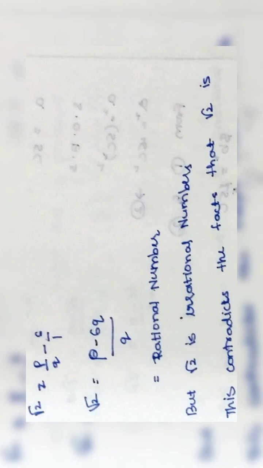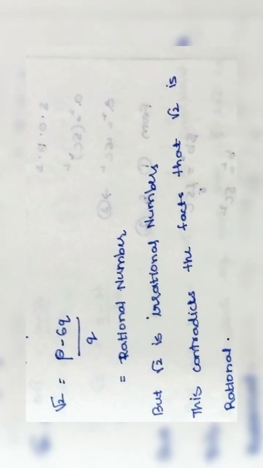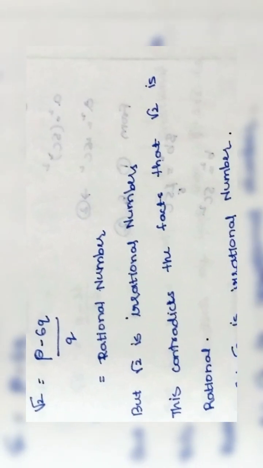We already know that root 2 is an irrational number, but we are equating it to a rational number, which contradicts the fact that root 2 is irrational. Sorry, it is not rational, it is irrational. Root 2 is an irrational number. So we can say that 6 plus root 2 is an irrational number.